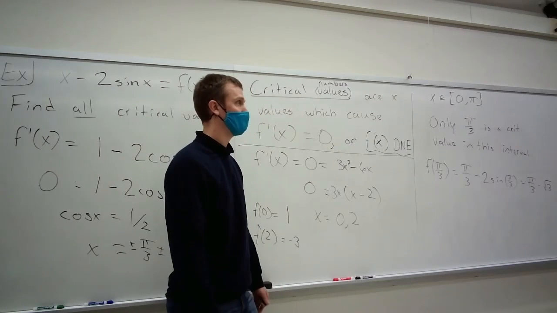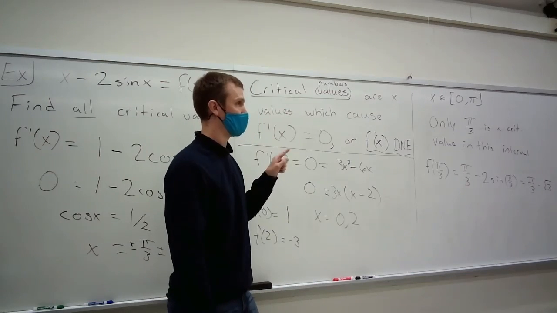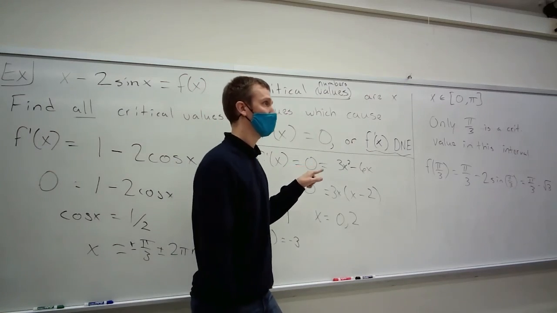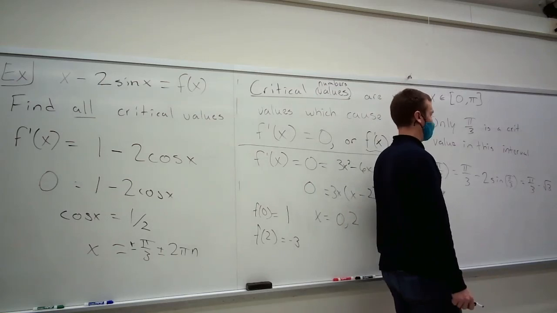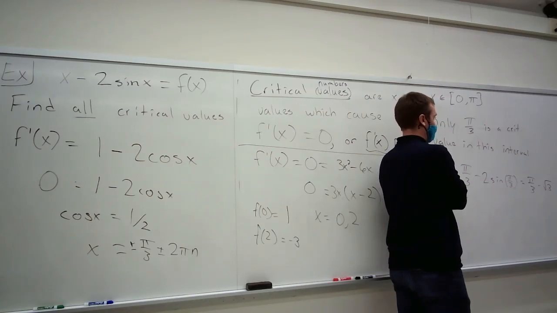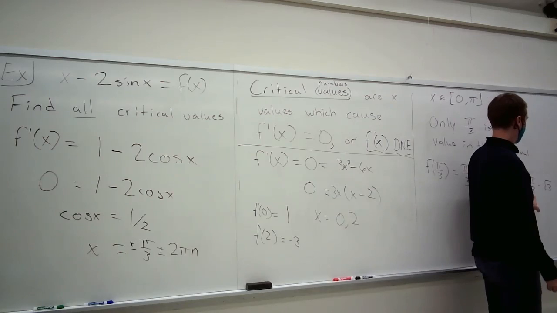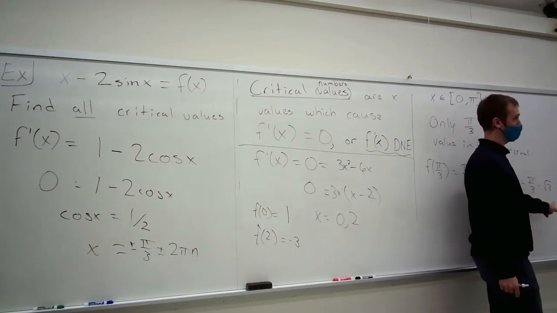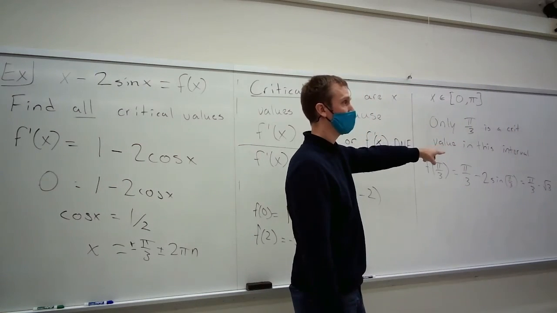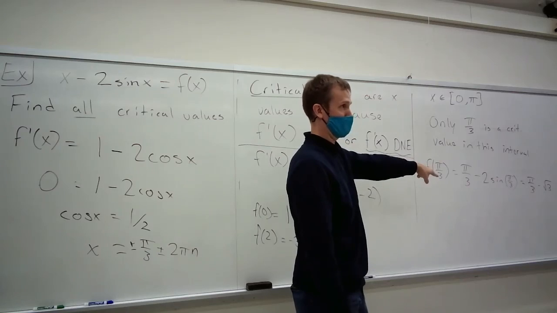Is it a max or min? Here's what you do. You pick some number that's really close to that, and you see if it gets smaller or bigger. You can do that right now, right? F of pi over 4, why not? You can tell me pi over 4 values, that's sines and cosines, they're root 2 over 2. So this turns into pi over 4 minus root 2. Is that number bigger or smaller than this one? If it's smaller, then that's the max. If it's bigger, that's the min.